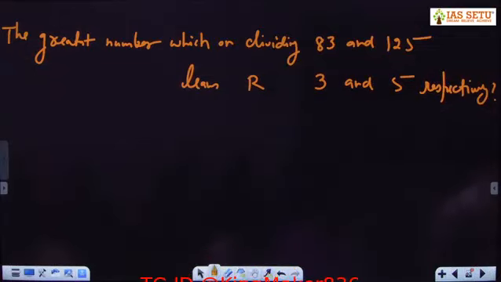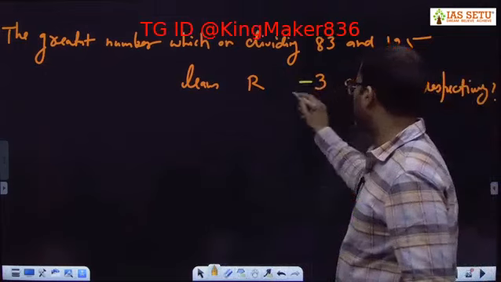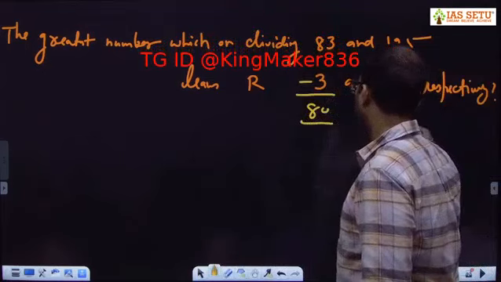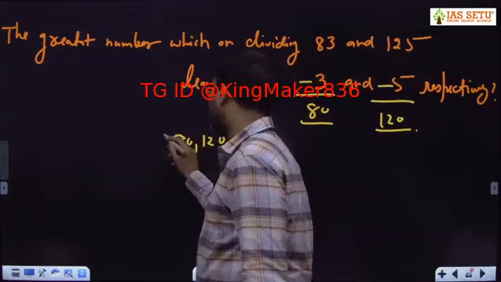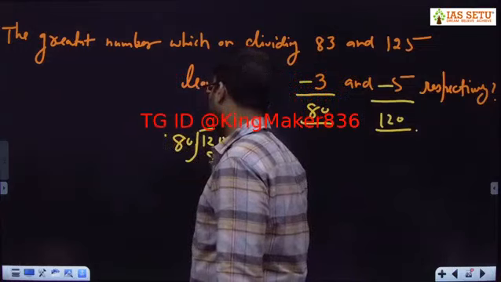Done? What is your answer? So here this is 3 chocolate extra. So it means 80 is exactly divisible, 5 chocolate extra, 120 exactly divisible. We find HCF of 80 and 120. So HCF of 80 and 120 is 40. 40.